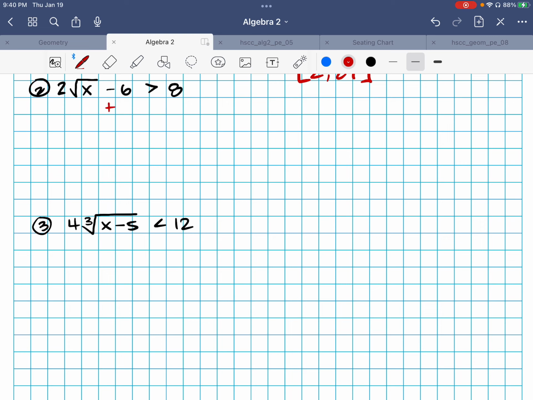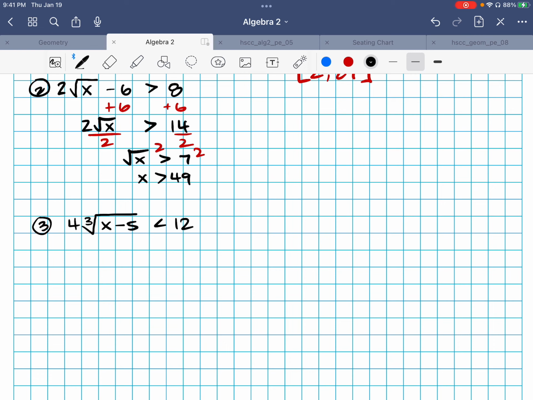We're going to add 6 to both sides with question number 2. This is going to give us 2 square root of x is greater than 14. Next, we're going to divide both sides of our inequality by 2. This is going to give us that the square root of x must be greater than 7. We're going to go ahead and square both sides, and this tells us that x is greater than 49.